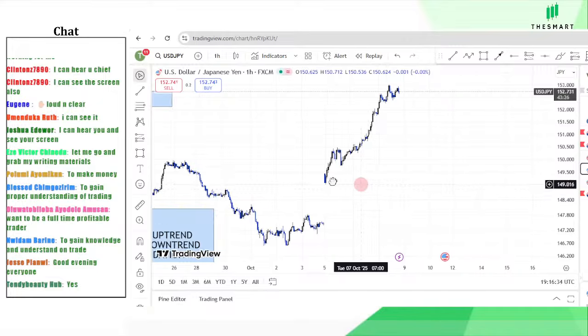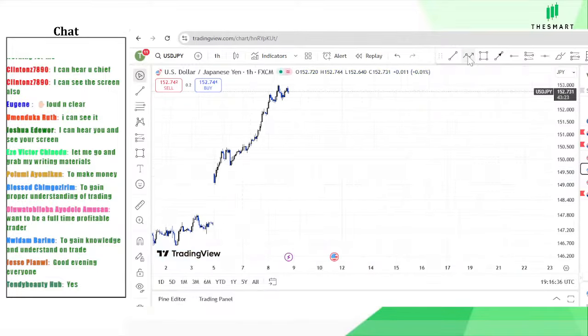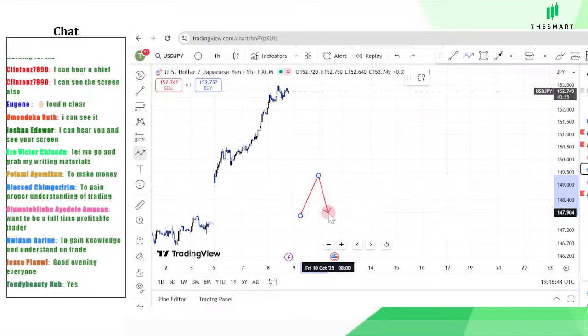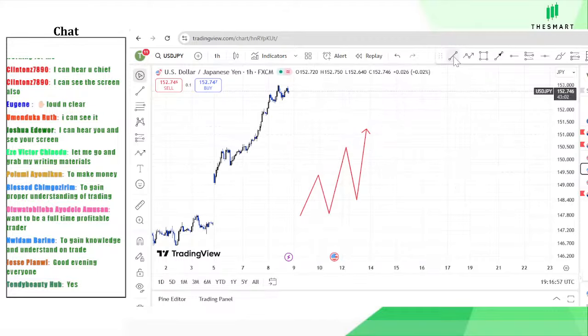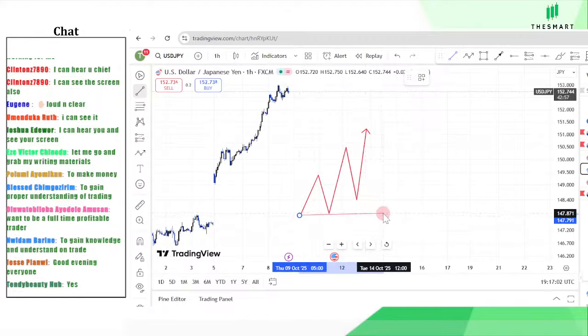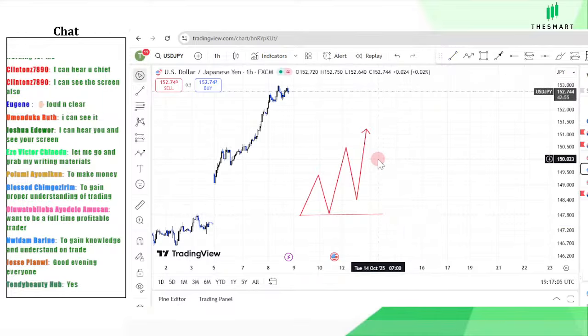All right, so talking about the uptrend, let me put up an illustration. So let's say we have this diagram. In this scenario, this was our low. And this was a high.